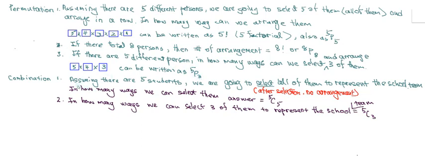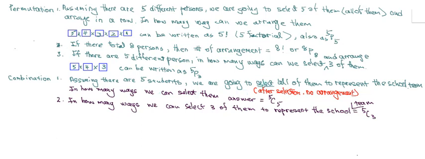Similarly, for combination, let's go through it. Assuming there are 5 different students, we are going to select all of them to represent the school team. Now, what's the difference between permutation and combination? They come from here.